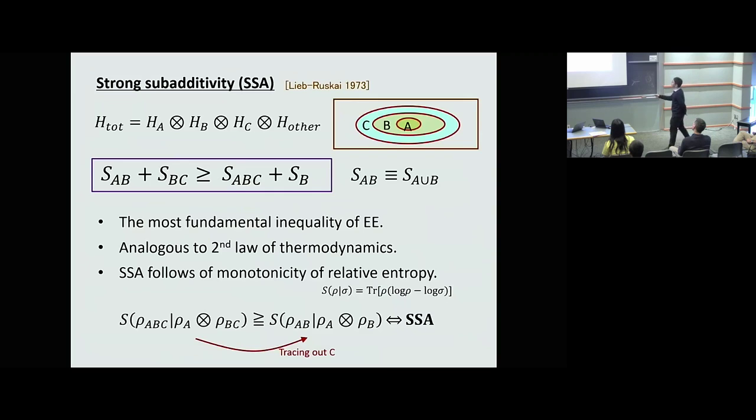And then the entanglement entropy, which is defined by, for example, S_AB, means we trace out the part other than AB. And this is the entropy for that.